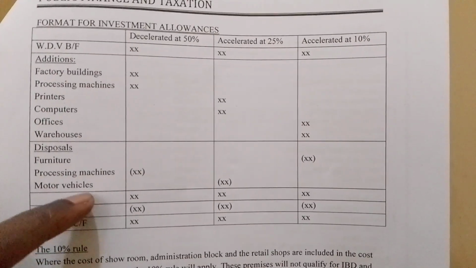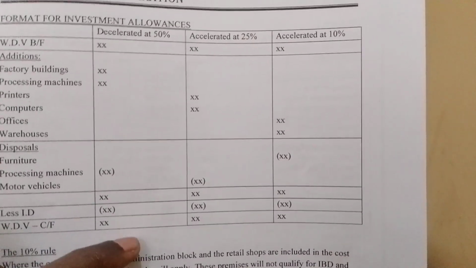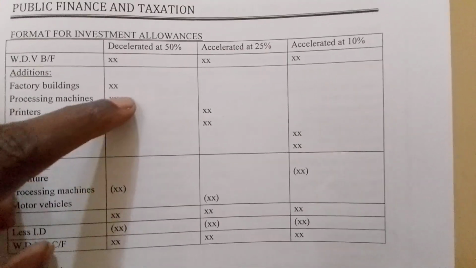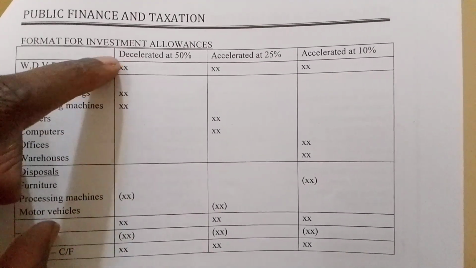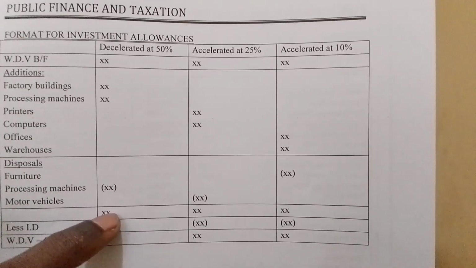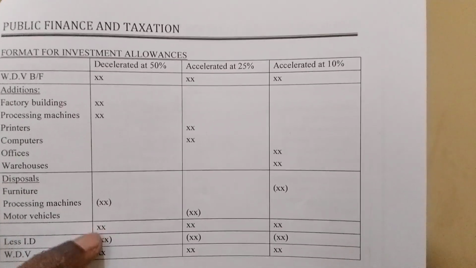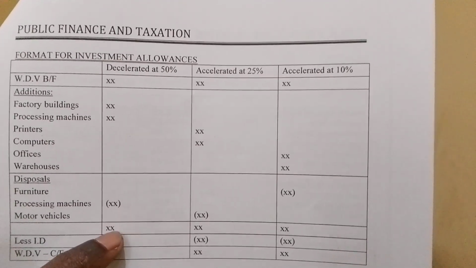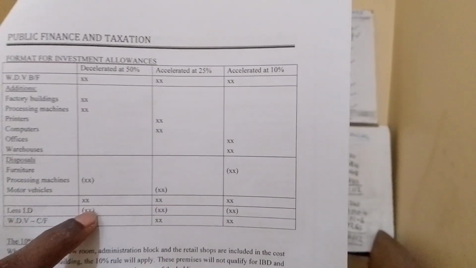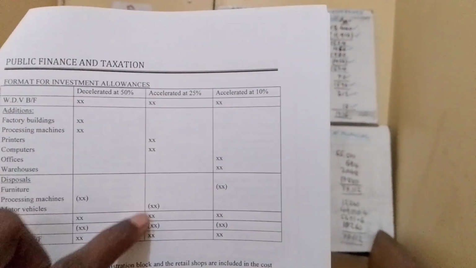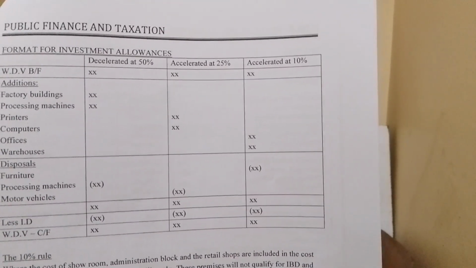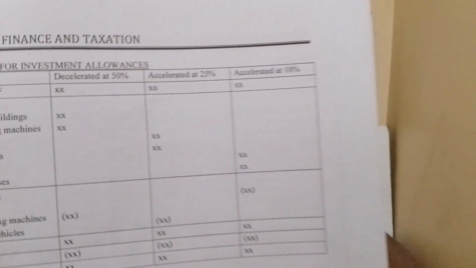Then after that, if there are disposals, you just less the disposals, then you get a certain figure here. So the figure which you get here, because you'll be taking the opening balances if they have been given, any additions you add, disposals you less, you get this figure here. Then 50% of this figure gives you the ID, investment deduction. Then if you less that, you get written down value, the closing balance. The same will apply on this column here, opening balances and additions. Then you multiply by 25%. Then finally you get written down value. The same to the last column.